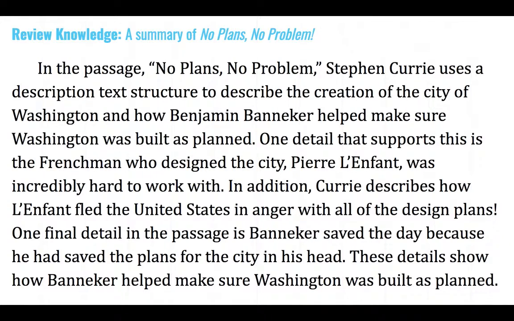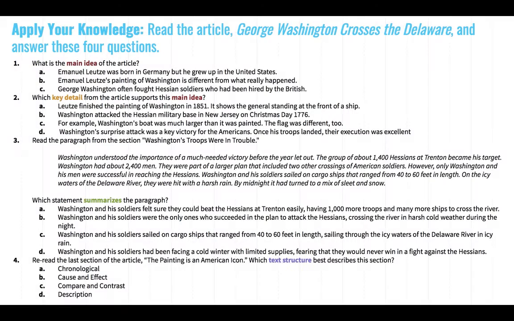So I was able to identify the text structure, the topic, and the main idea in that first sentence. One detail that supports this is the Frenchman who designed the city, Pierre L'Enfant, was incredibly hard to work with. In addition, Curry describes how L'Enfant fled the United States in anger with all of the design plans. One final detail in the passage is Banneker saved the day because he had saved the plans for the city in his head. These details show how Banneker helped make sure Washington was built as planned.